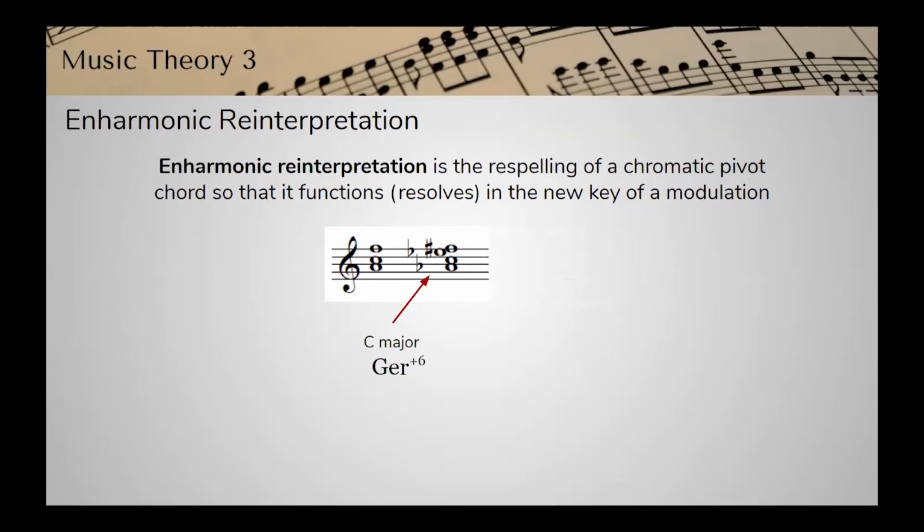But it's also possible to rewrite that middle chord, that German augmented 6th, so that that F sharp is now a G flat. And if you look at that chord now, it doesn't look like a German augmented 6th anymore. It looks like a dominant 7th chord.